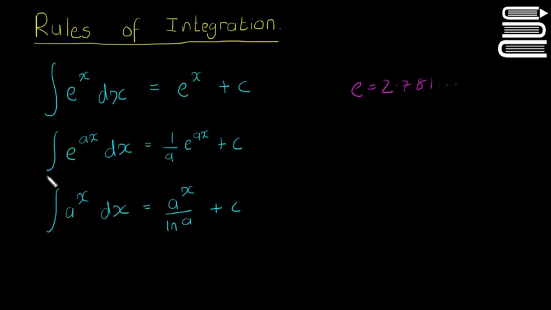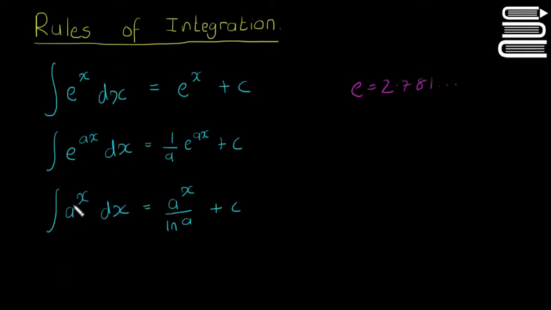Another one now: if you integrate e to the power of ax, where a can be any kind of number, it could be 7, 8, a million, etc., you're going to get 1 over a, e to the ax, okay? And again, these are just rules that you have to learn so you're able to use them in your exam.